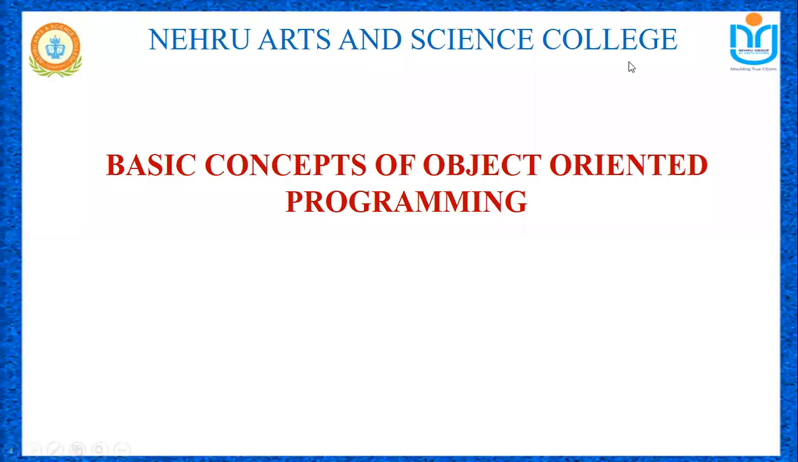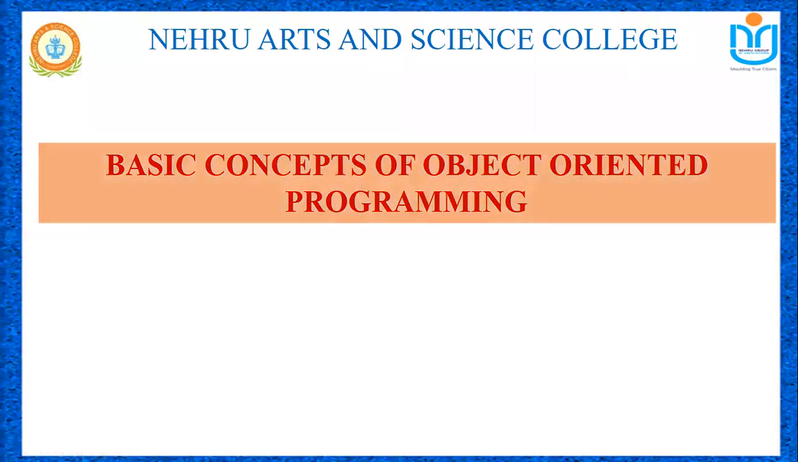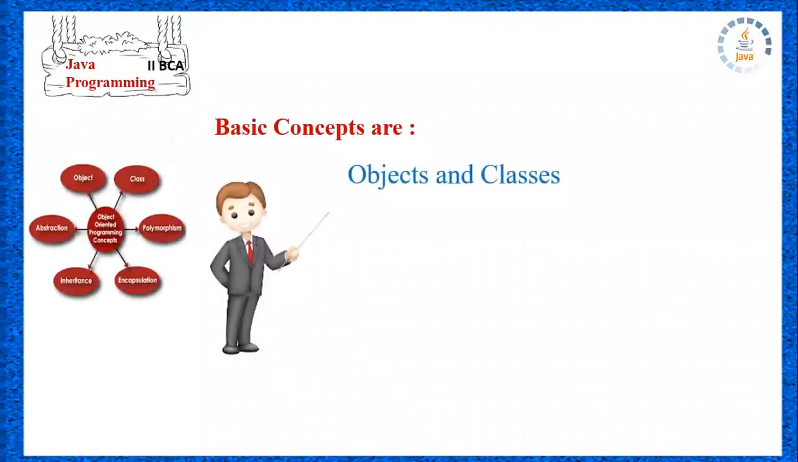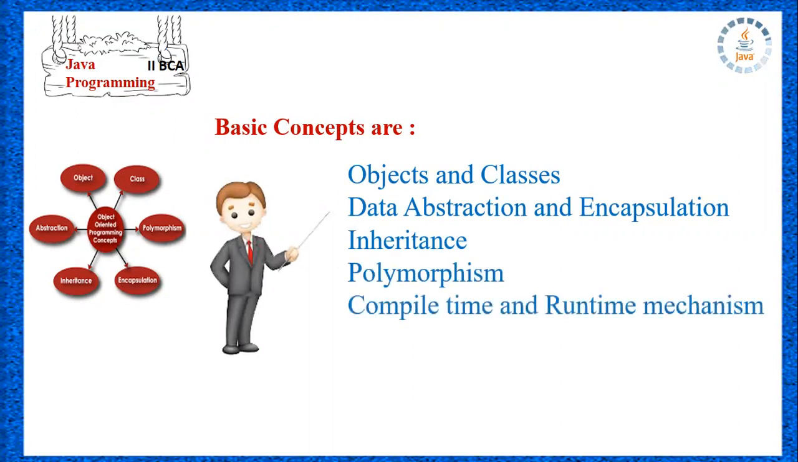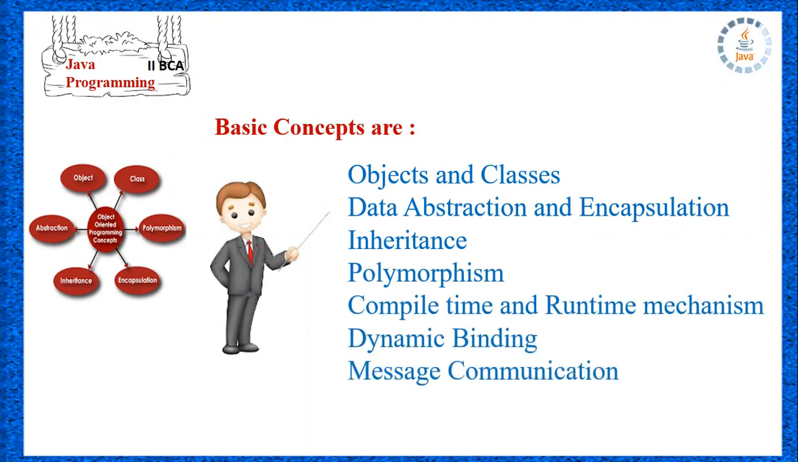Basic concepts of object-oriented programming. The basic concept means some ideas behind the object-oriented programming languages. The ideas are objects and classes, data abstraction and encapsulation, inheritance, polymorphism, compile time and runtime mechanism, dynamic binding, and message communication. The first one is objects and classes.